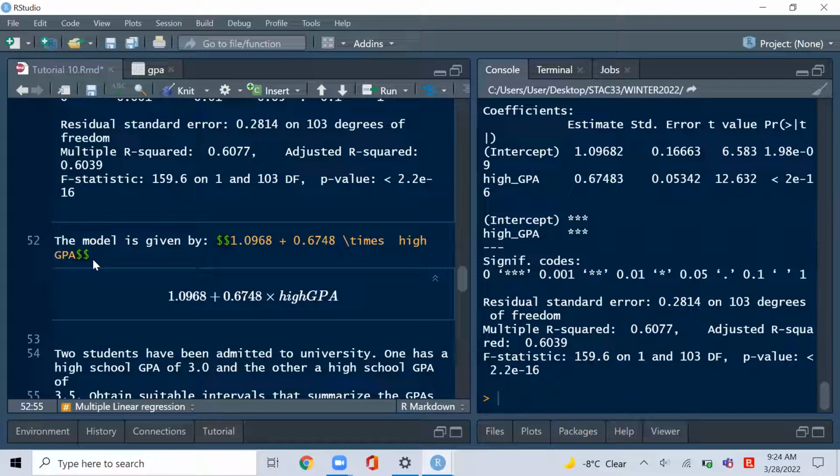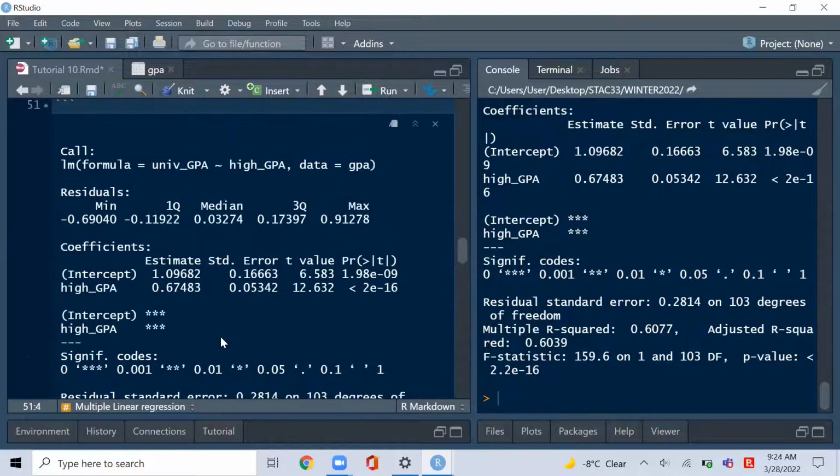Yeah, so high GPA. So you can see that this is a positive relationship. It's also seen in your slope. That means, so how you interpret this is actually, I should really say the following.